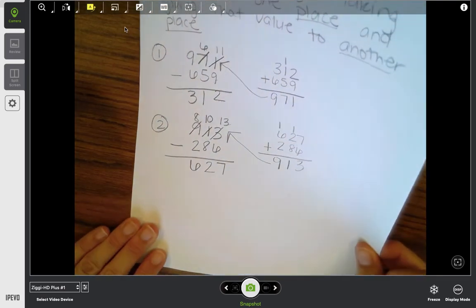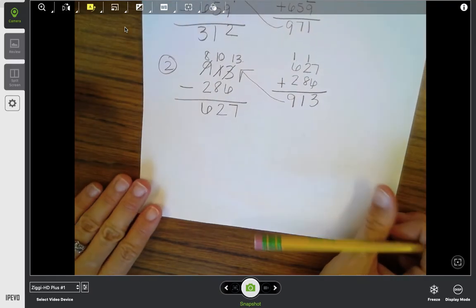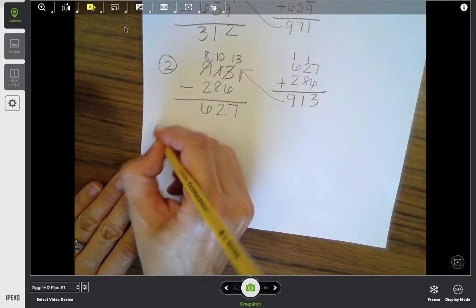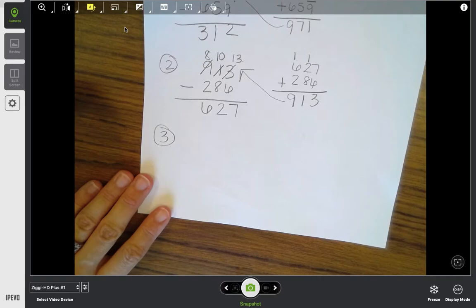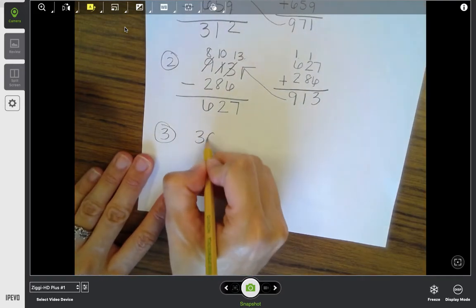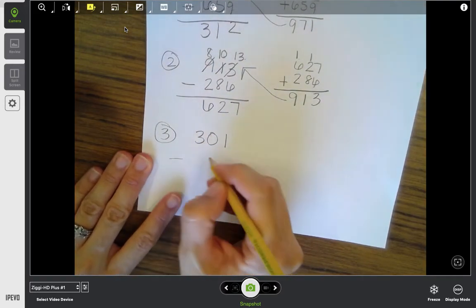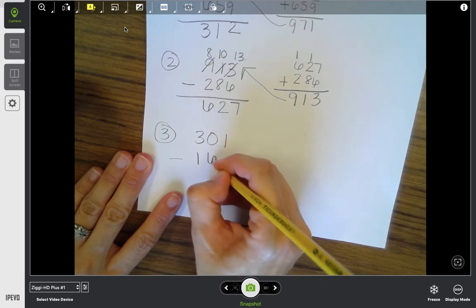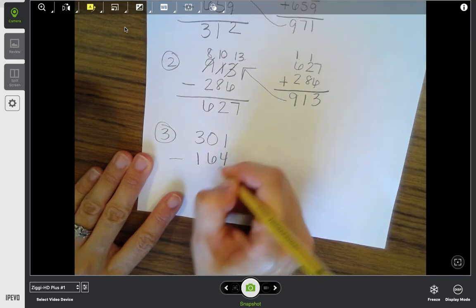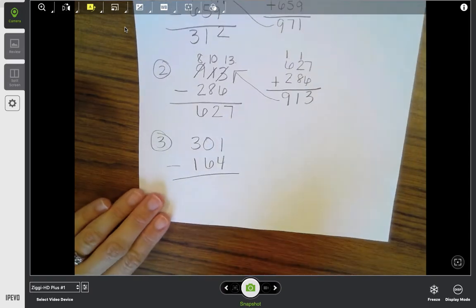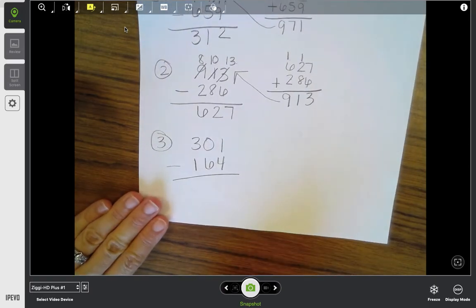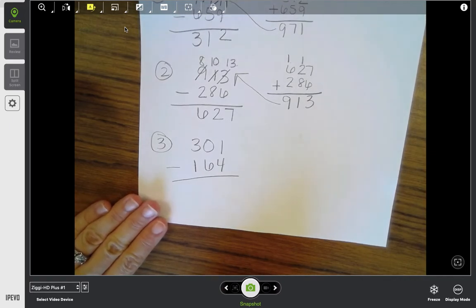We're going to do one more together, and then I'm going to give you some problems to do on your own. So here is our third problem. Let's take 301 minus 164. What I would like for you to do first is pause the video, and try to work this problem on your own. And after you've worked it, start the video and see if you got it correct.